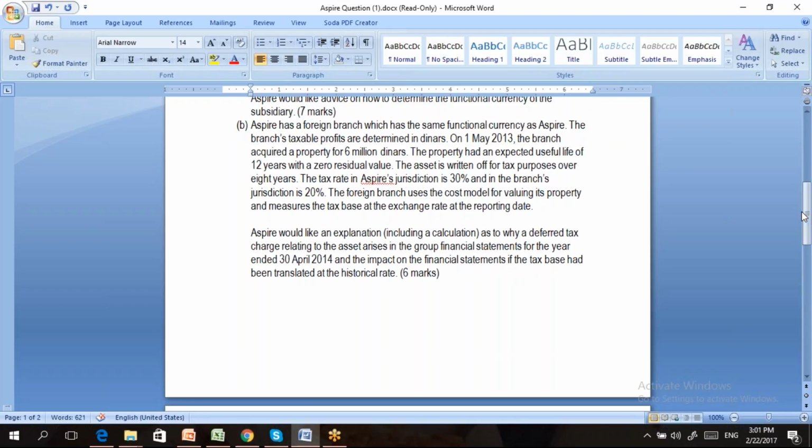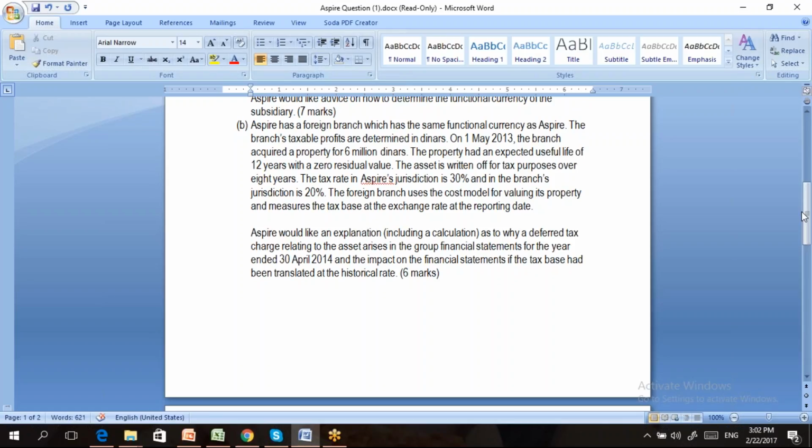So you remember how the deferred tax arises? Deferred tax arises due to temporary tax differences, which are timing differences between the accounting base and the tax base. That is how deferred tax arises.